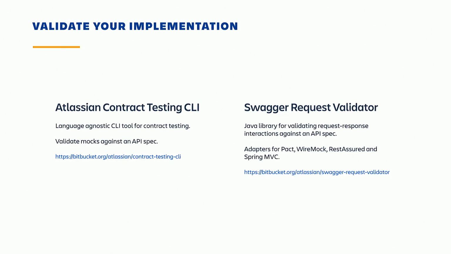If you're running on the JVM, I recommend that you check out the Swagger Request Validator. This is a Java library that has support for validating request-response interactions and has drop-in modules for Pact, WireMock, Rest Assured, Spring MVC, things like that. I'm actually a little bit biased on this one. I wrote and maintained that library, so I think it's pretty cool. If you're interested in learning more, come and find me. I'm more than happy to chat about it.